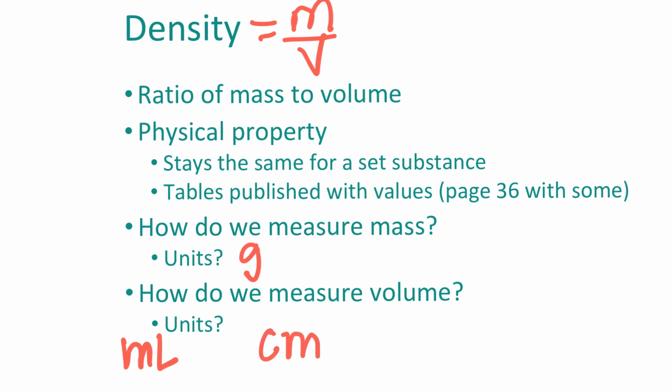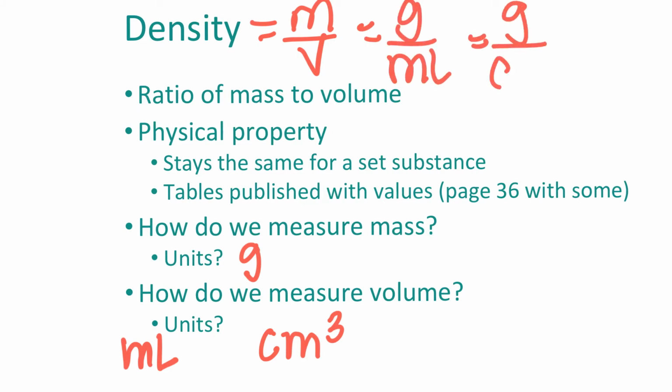I'm going to do a centimeter times a centimeter times a centimeter, and it's going to be centimeter cubed. Or if I have a box, again, it would be centimeter times a centimeter times a centimeter. So again, that's why it could be either grams over milliliters or grams over centimeters cubed.